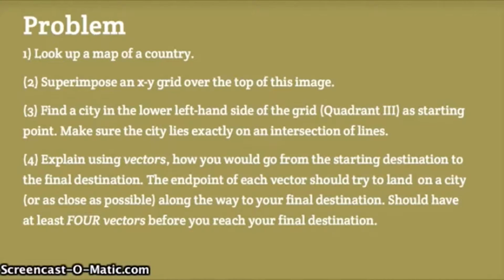3. Find a city in the lower left-hand side of the grid, quadrant 3, as the starting point. Make sure the city lies exactly on an intersection of lines. And finally, number 4, explain using vectors how you would go from the starting destination to the final destination. The endpoint of each vector should try to land on a city, or as close as possible, along the way to your final destination. It should have at least 4 vectors before you reach your final destination.